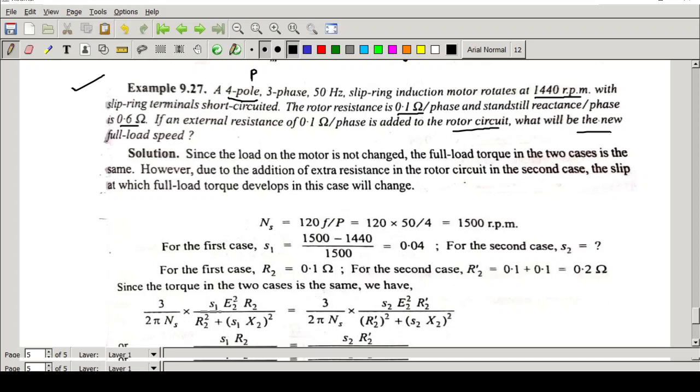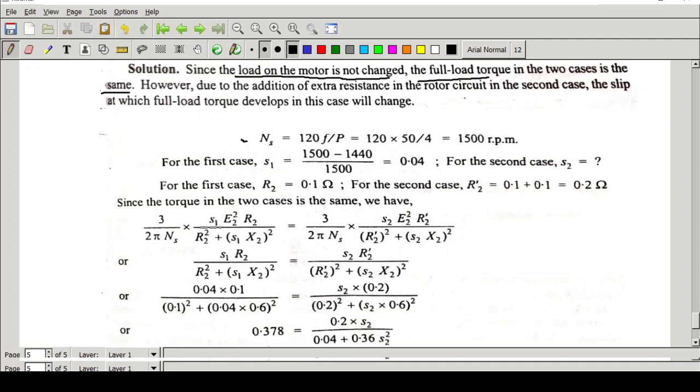Here it is a very important point to note that the load on the motor is not changed, the same load. That means the torque generated in both cases will be the same. That is the condition which we will be applying here. When we add an external resistance, the slip is going to change and accordingly the speed will also change, but the torque is constant. So we will equate two equations: one torque corresponding to the original slip and the second torque corresponding to the new slip. First we start with the synchronous speed, given by ns = 120 f / p.